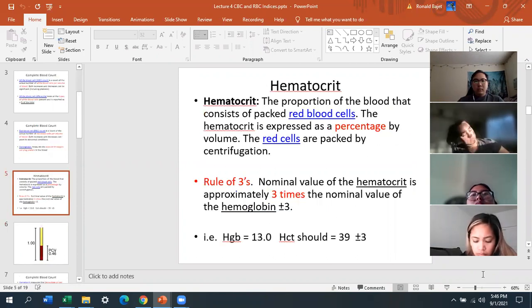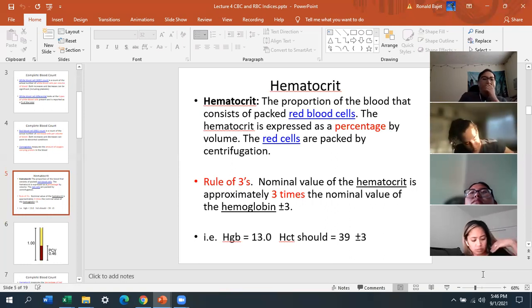Hematocrit. Okay, hematocrit is the proportion of blood that consists of the packed red blood cell volume. So you take a sample of blood in a tube and you spin it down by centrifugation, right? And what happens is the red blood cells will go to the bottom, and that's called the packed red blood cells. It's packed down to the bottom. And if you measure the amount of packed red blood cells in proportion to the total amount of blood that's there, that percentage is called the hematocrit.